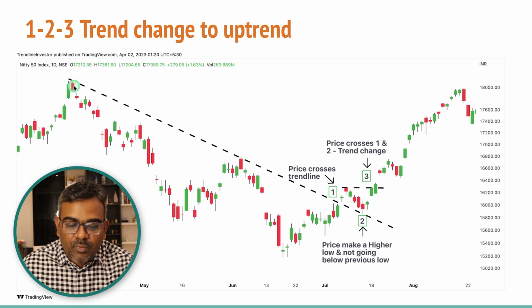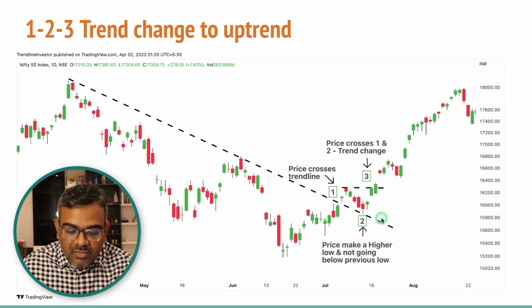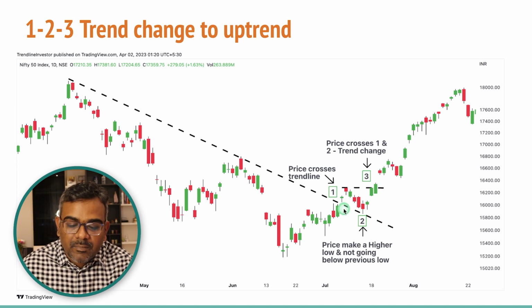So here, if I connect this point, and if you draw a trend line like this, then the price is above this. So that is not a valid trend line. So you have to connect this point and just drag it here like this. That's the first rule. And now the price should be closing above the trend line. Okay. So when it closes above the trend line, that's when your first rule is satisfied. So that's the number one in the 1, 2, 3 trend change technique.